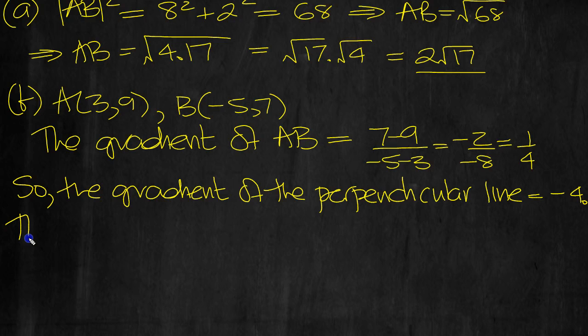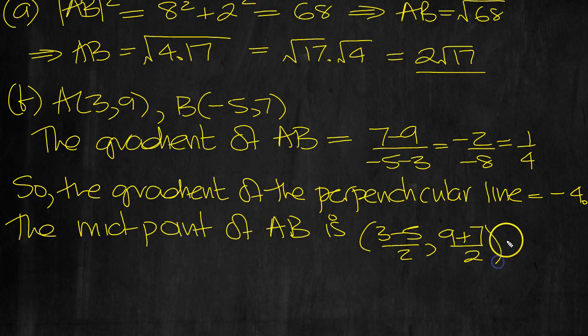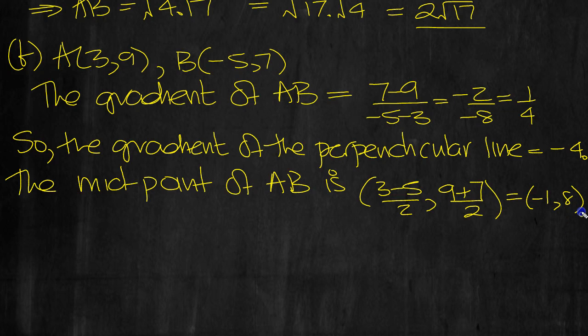The midpoint of AB now, because that line goes through the midpoint of AB, is, so add the x's, 3 minus 5 over 2, and then 9 plus 7 over 2 is the midpoint. Minus 2 over 2 is minus 1. 16 over 2 is 8. Okay, so that's the midpoint.